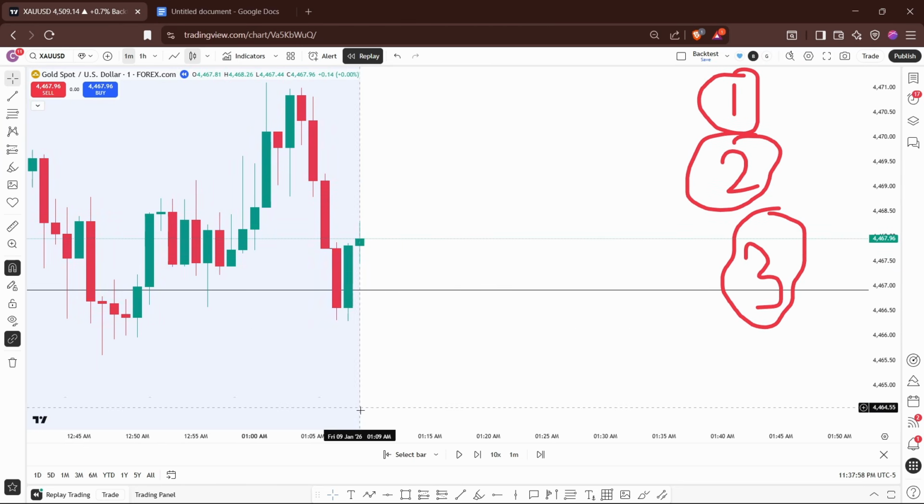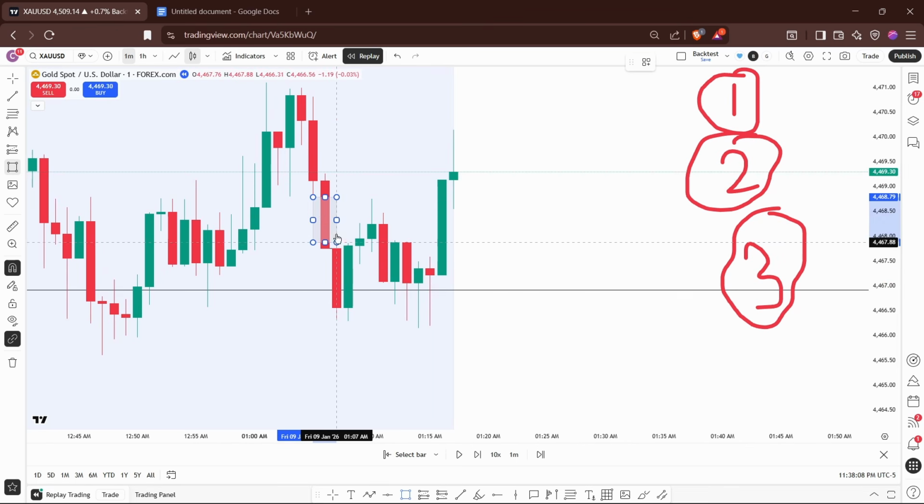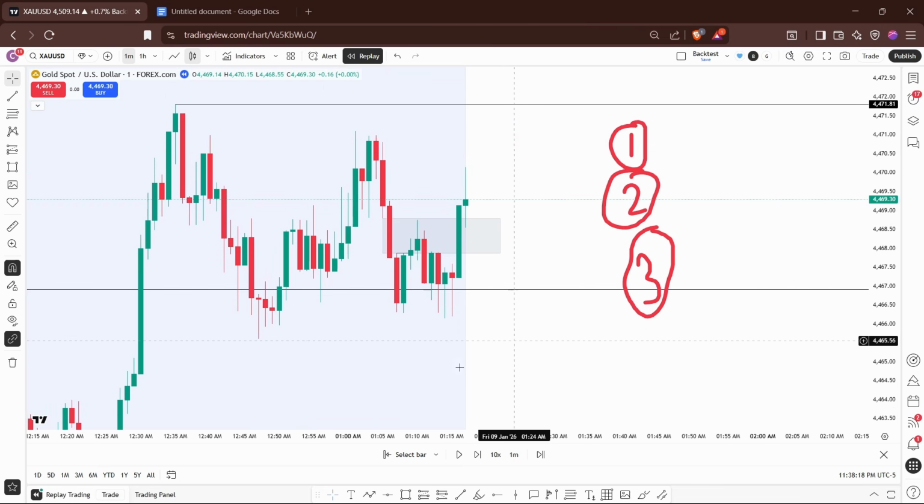We got the entry confirmation 1, which is close below the level and then above the level. We got the entry confirmation 2, which is the inverse fair value gap. And we already got the entry confirmation number 3, which is the candle range broken. So these are the 3 criteria. After getting the 3 confirmations, we will look for the entry.